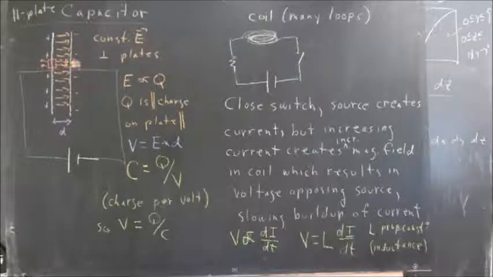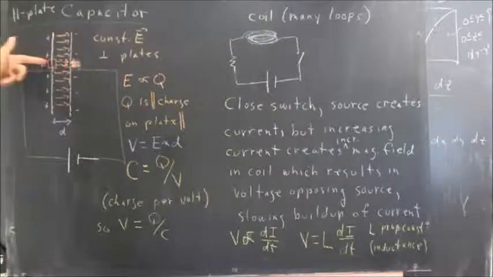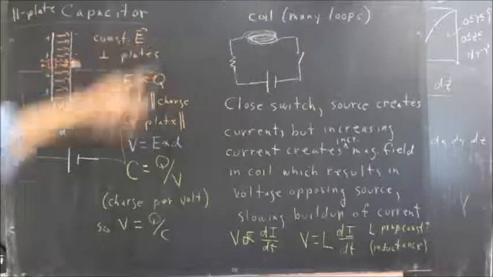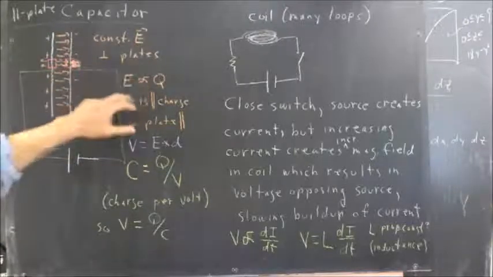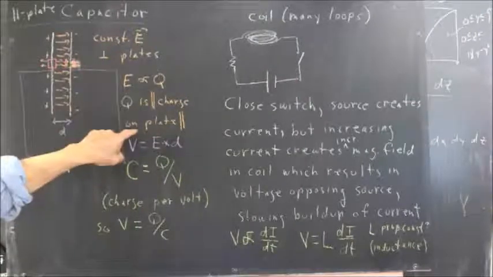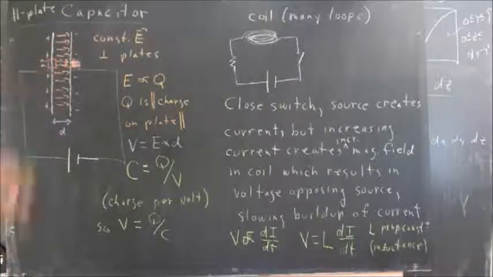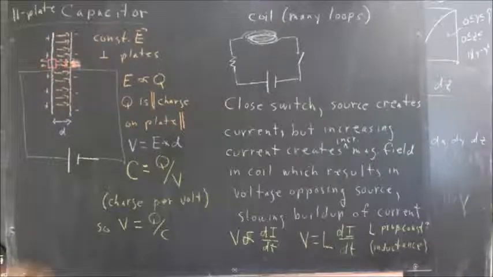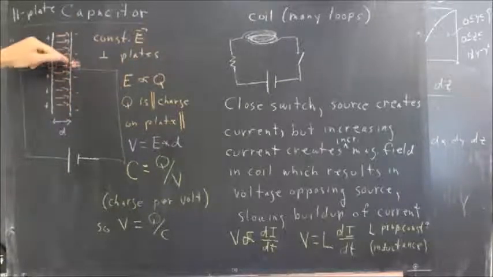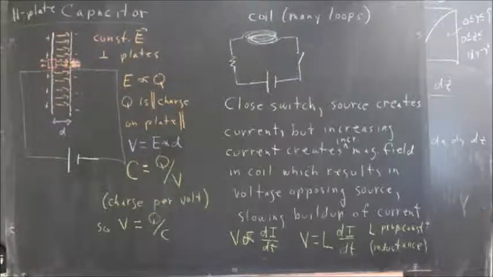The field is constant because as long as you're a lot closer to the plate than you are to the edge, the field doesn't dissipate as you move away from the plate. So we have a constant electric field perpendicular to the plates. The electric field is proportional to the total charge Q. Q is the magnitude of the charge on a plate. On this plate or this plate, the two plates will have charges of equal magnitude, so that the greater the charge on a plate, the more charge you have enclosed in this little box, and the greater the electric field. And it's all direct proportionality.